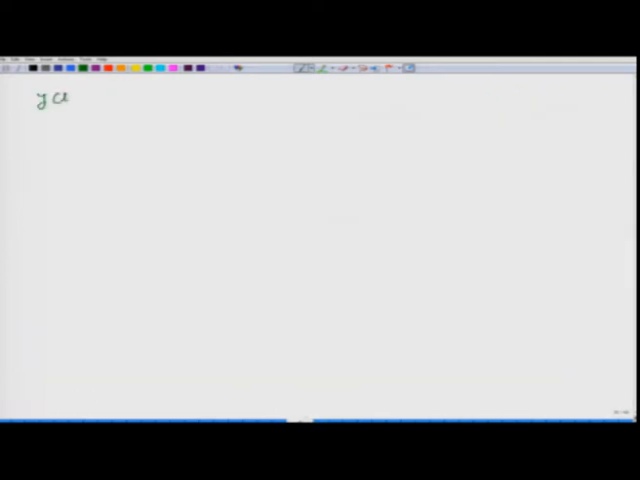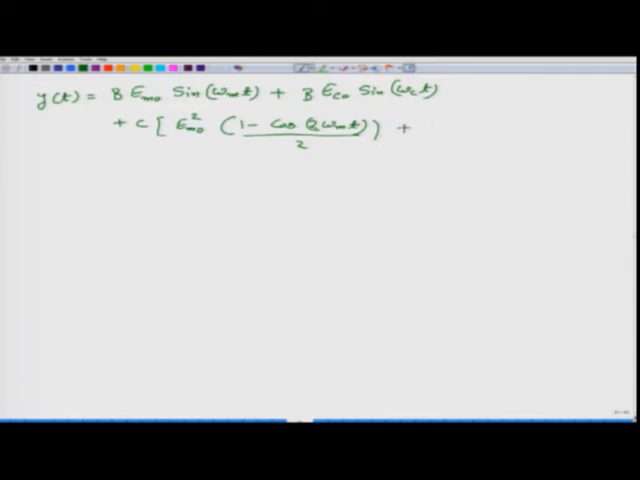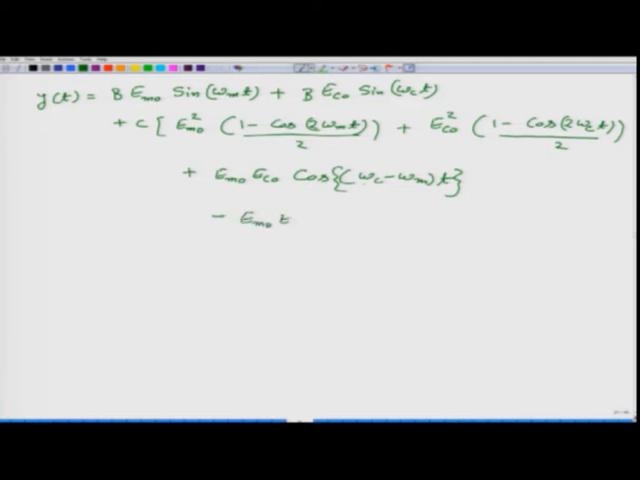As the expression of y(t), we will get b E m naught sine of omega m t plus b E c naught sine of omega c t plus c times E m naught squared (1 minus cos of 2 omega m t) divided by 2 plus E c naught squared (1 minus cos of 2 omega c t) divided by 2 plus E m naught E c naught cos of (omega c minus omega m) t minus E m naught E c naught cos of (omega c plus omega m) t.